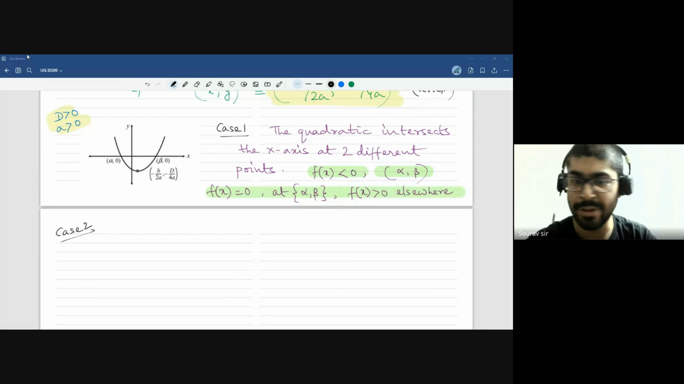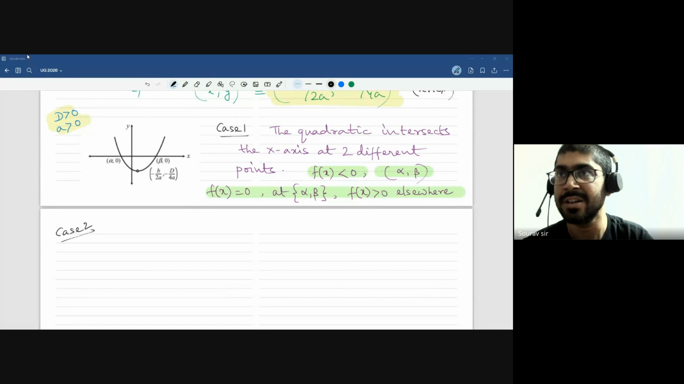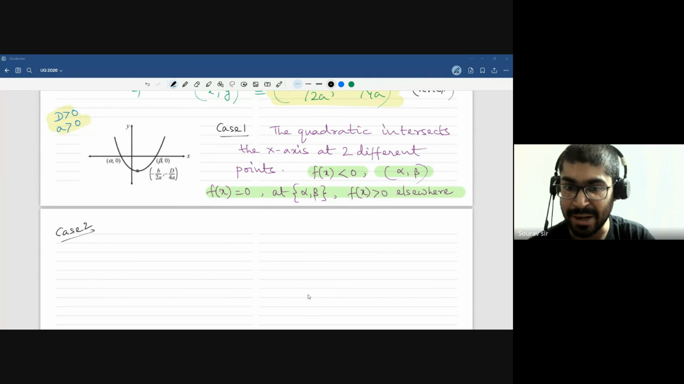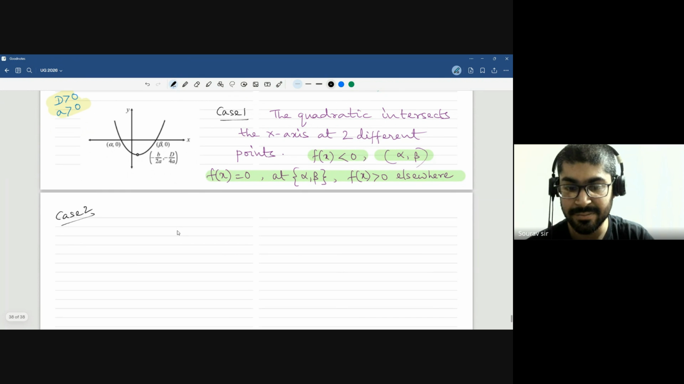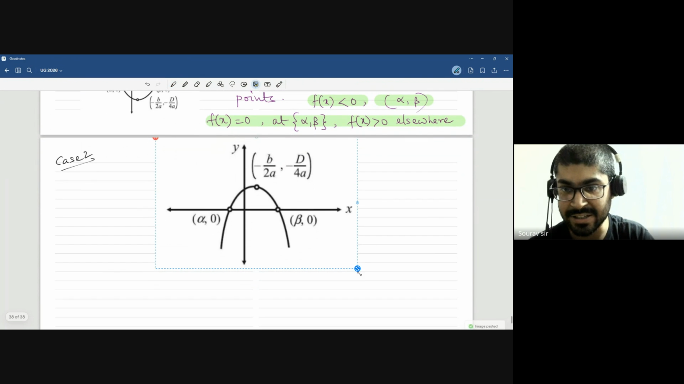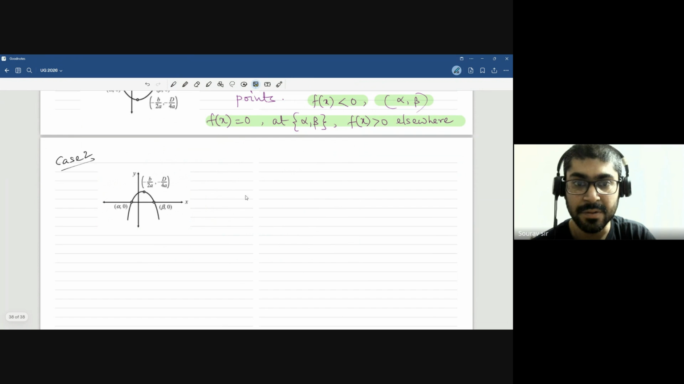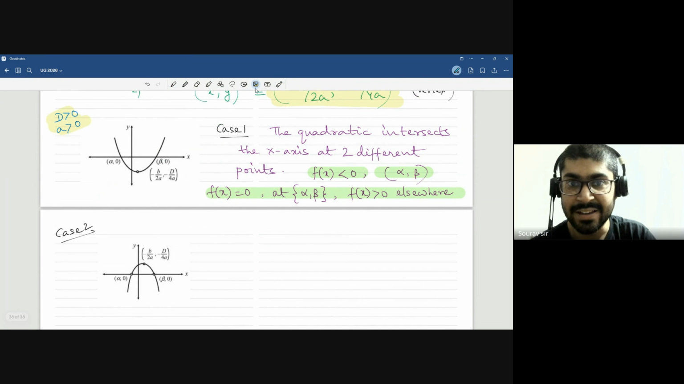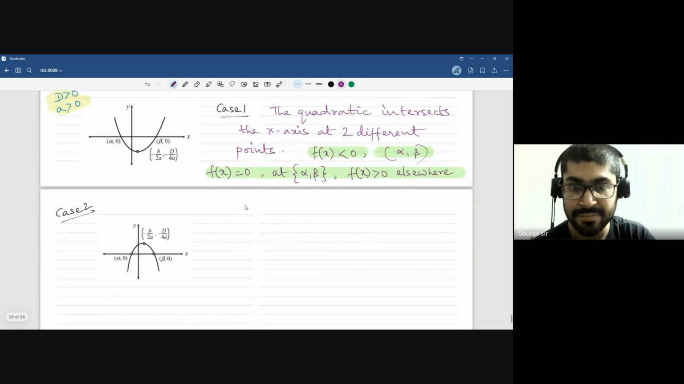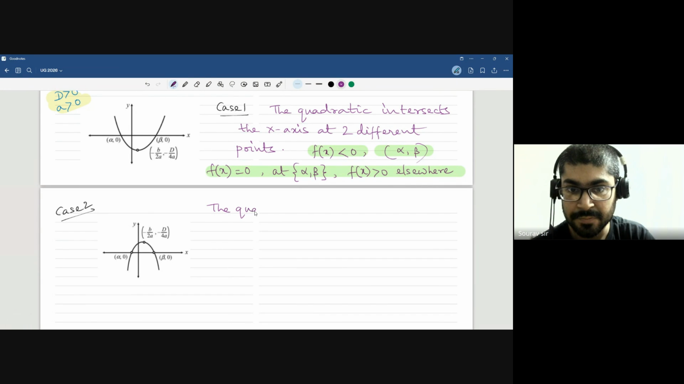Of course, you don't need to remember this formula because when I teach you calculus, you will know how to calculate maxima and minima. But still, before that, you can use these techniques. Okay. So this is the next graph. In this particular case, what will you do? In this particular case, the quadratic equation intersects again at two different points.